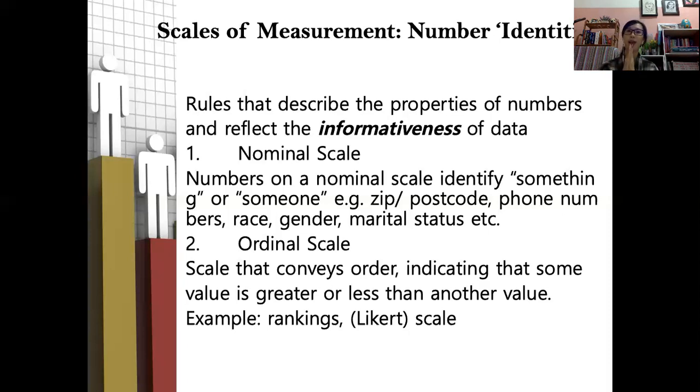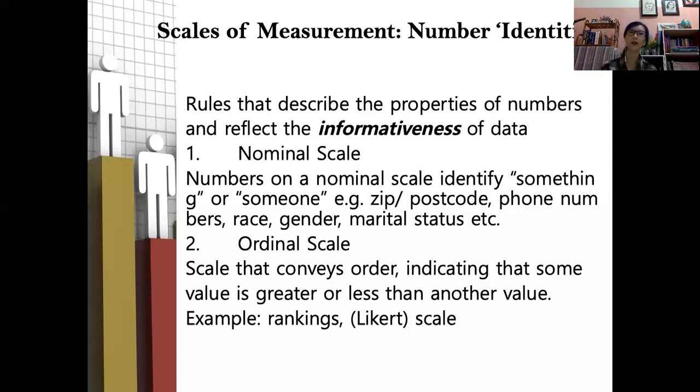Marital status also. You have single, married, divorced, for example. At least 3 groups. Single, maybe 0, and then married 1, divorced 2, for example, or just assign the numbers randomly. But the most important thing is that you know, as the researcher yourself, what 0, 1, or 2 refers to, what they identify.